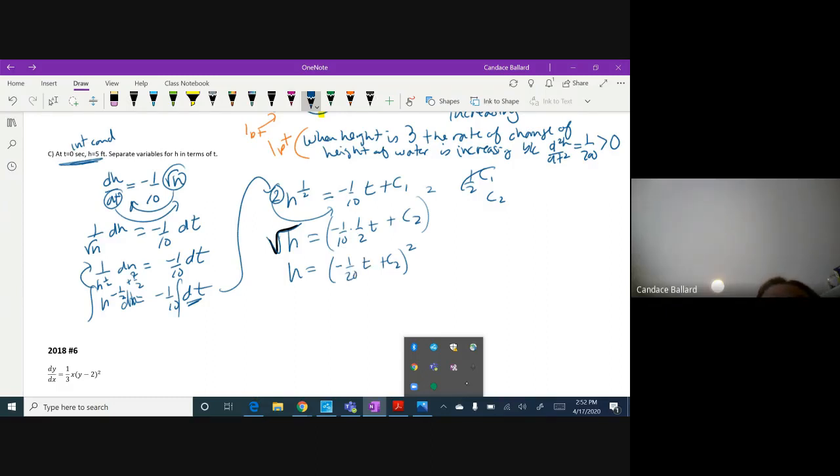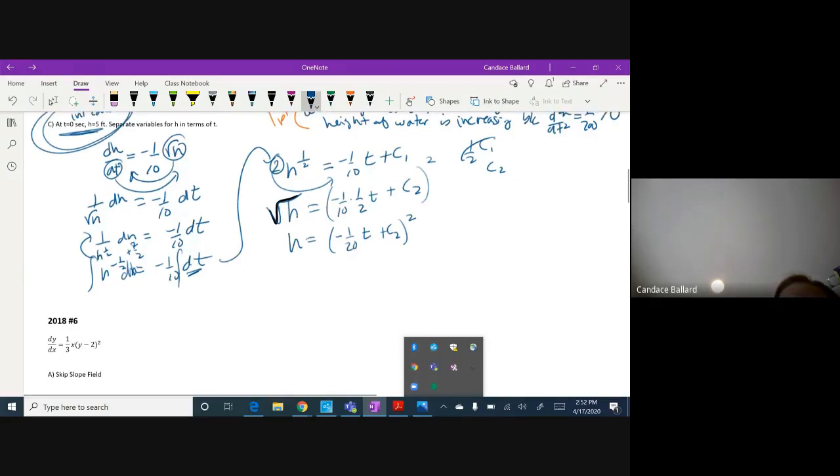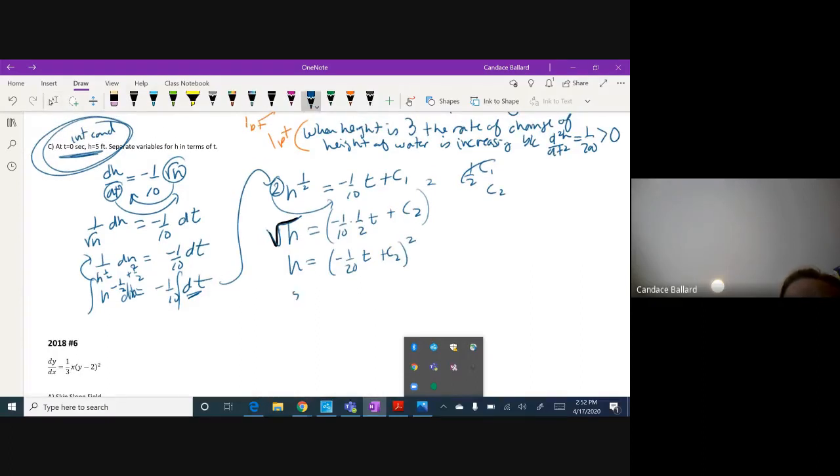Okay, so I've got it solved. It's h equals. The problem is that I have to solve for this particular solution. I have to use this initial condition, and I haven't done that yet. They're never going to give it to you if you're not going to use it. So I'm going to put in for h, I'm putting in a 5, and for t, I'm putting in a 0.